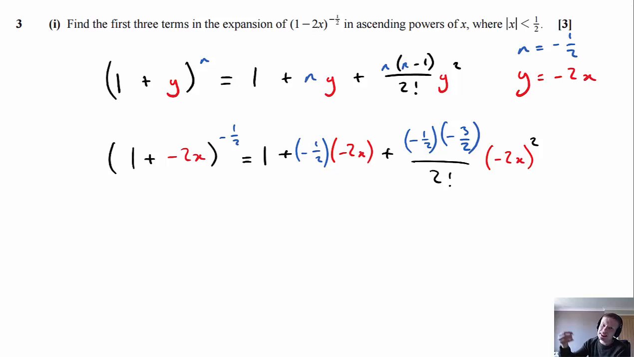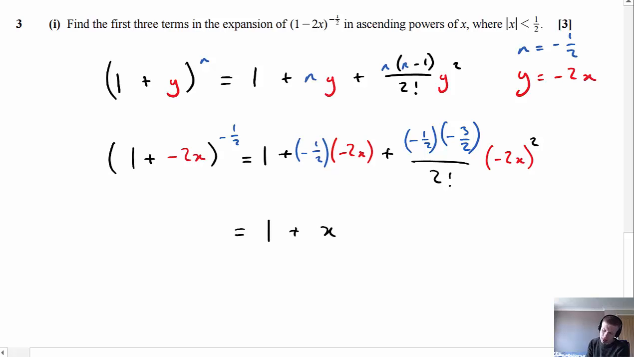Now, my next step is to simplify. So I've got 1, I can't do anything with that, plus negative a half times negative 2x. Well, it's a negative times a negative. Get your signs sorted first. Negative times a negative is a positive, so I know it's going to be positive. Then I've got a half times 2x, because I've sorted the negatives now. A half of 2 is 1, so I'm just left with x.